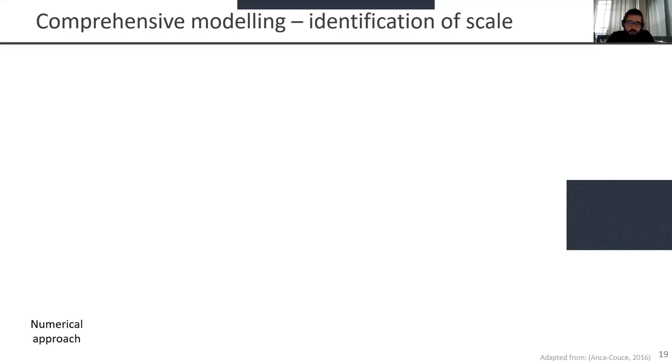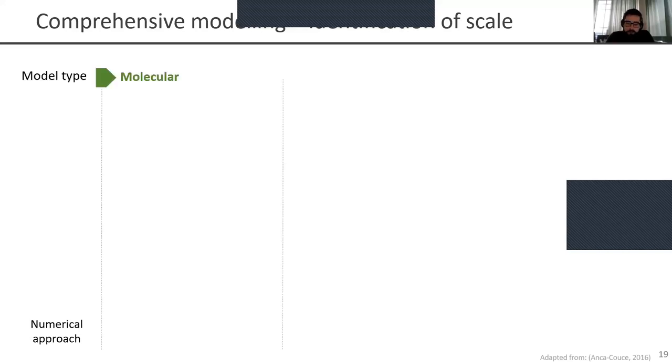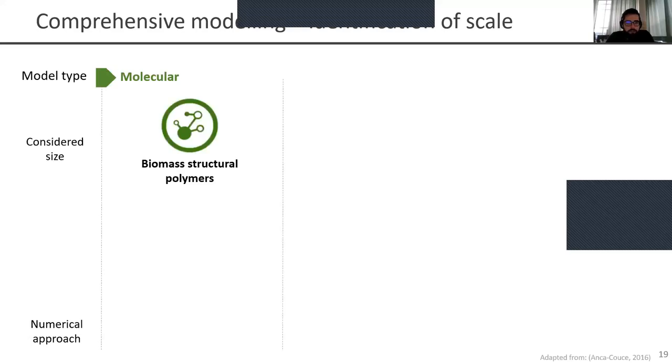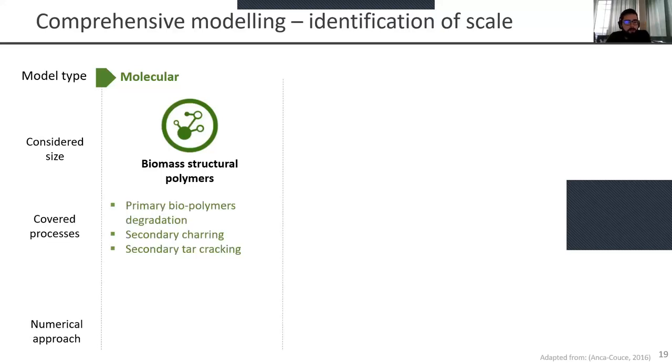Starting from the model type, we start from the molecular models, which consider the size of biomass structural polymers. The molecular models cover primary biopolymer degradation, secondary shredding, and secondary tar cracking, and they are geometry independent. So we treat it as a bulk material without any dependence on dimensions.